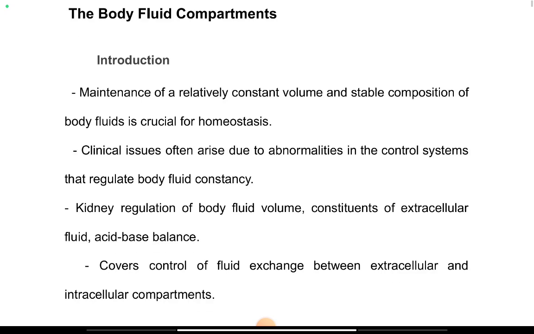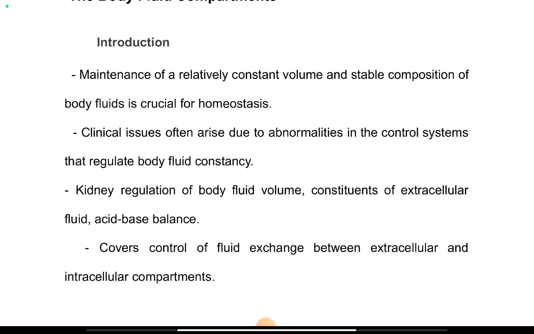Now, back to our slide. I said maintenance of a relatively constant volume and stable composition of body fluid is crucial for homeostasis. I've explained this earlier. So when there is fluid intake and fluid loss, there has to be balance. In a case when there is no balance, let's say the total body water, which should be about 48 liters, is less, or the plasma level, which should be about 4 liters, is low.